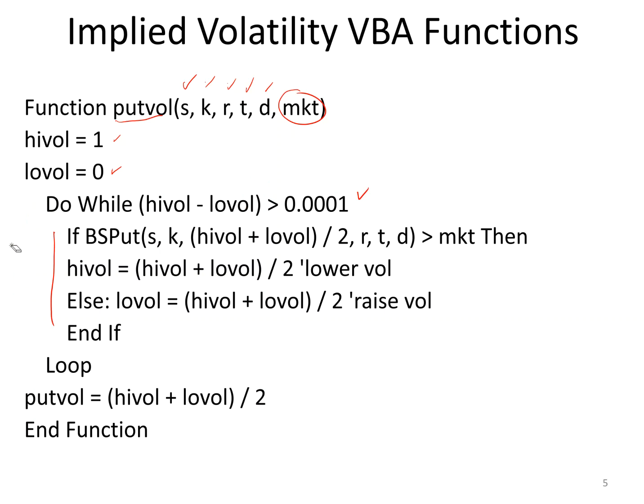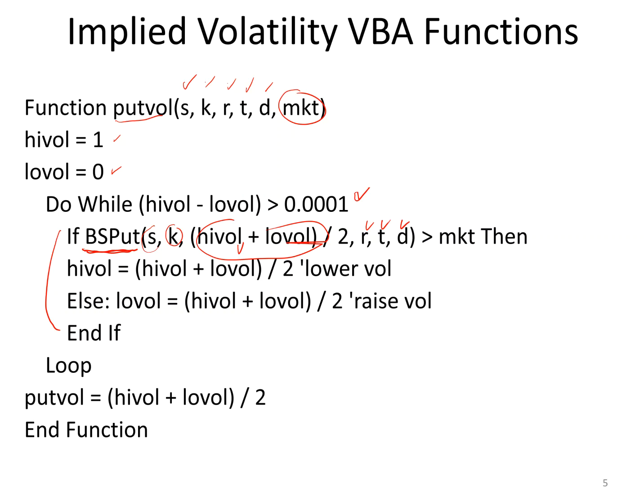So it first calculates that this is true. High vol minus low vol is greater than 0.01. So it's going to do these statements in order. And here it is. It's actually an if-then-else statement. If BS put, where we have spot, strike, vol, R, and T. Now here's what's going on here. BS put is the name of another function that we went over in the last topic, and that is the Black-Scholes model. So this is actually calling upon the Black-Scholes user-defined function within this function.